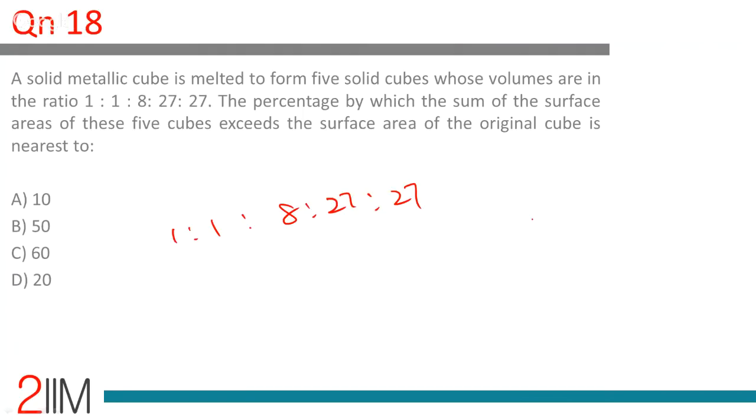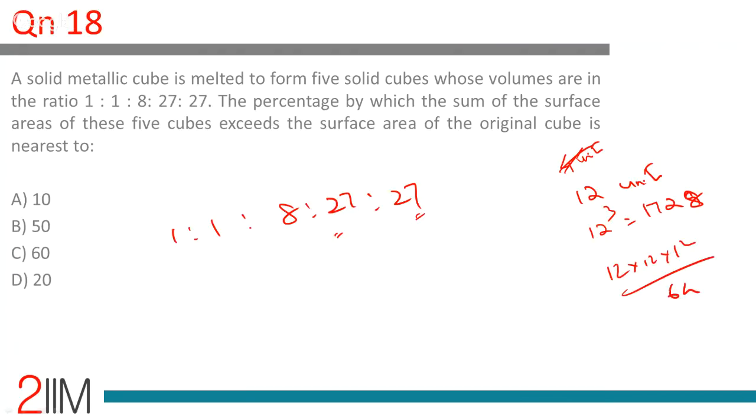So the original solid cube, I'm going to assume, has a side of 4 units. But this has 3 also. I'm going to assume it has a side of 12 units. Why 12? I want a number to be a multiple of 3 and of 4. So the volume of my original cube is 12 cube, which is 1728. And I'm breaking that down.